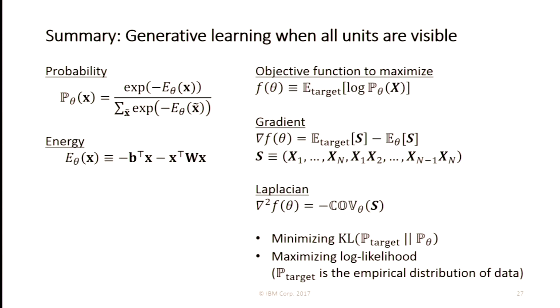And with this expression, a gradient can be expressed like this, and the Laplacian can be expressed like this. This covariance is a covariance matrix, so it has a very simple form.